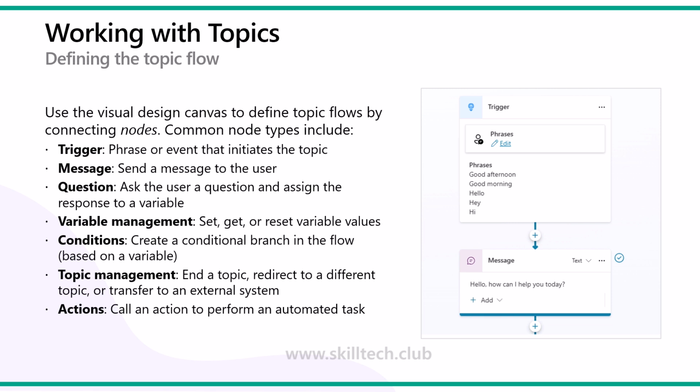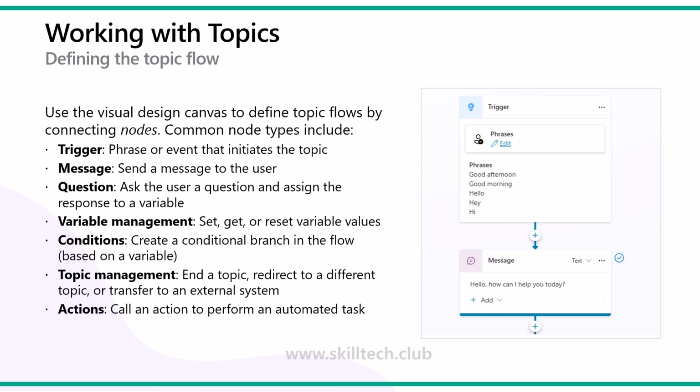You can create a flow that orchestrates the conversation by connecting multiple kinds of nodes such as triggers, messages, questions, variable management, conditions, topic management, and actions. Now each one is very useful. Like triggers are going to be nothing but phrases or events that initiate the topic.